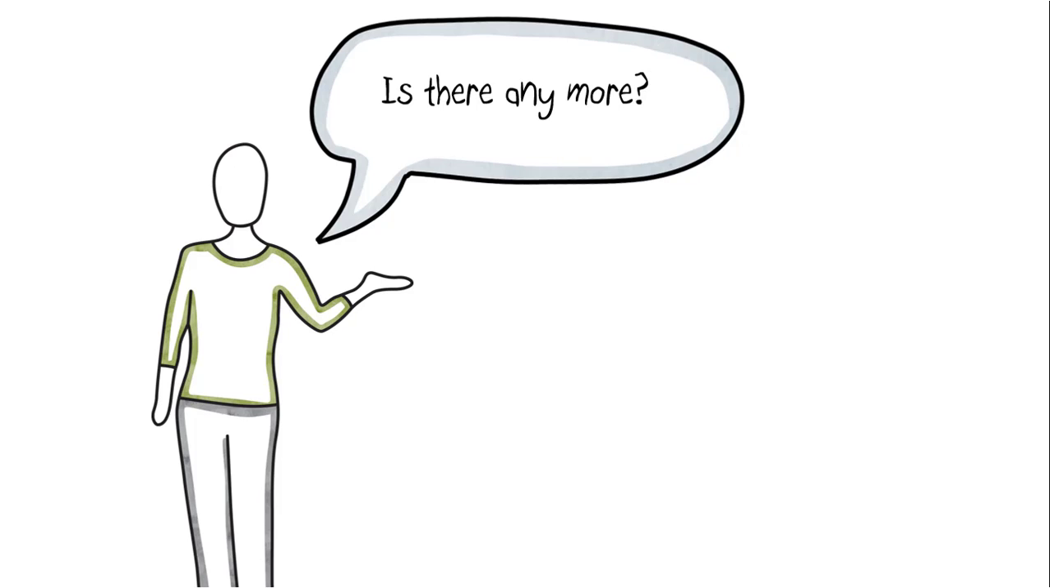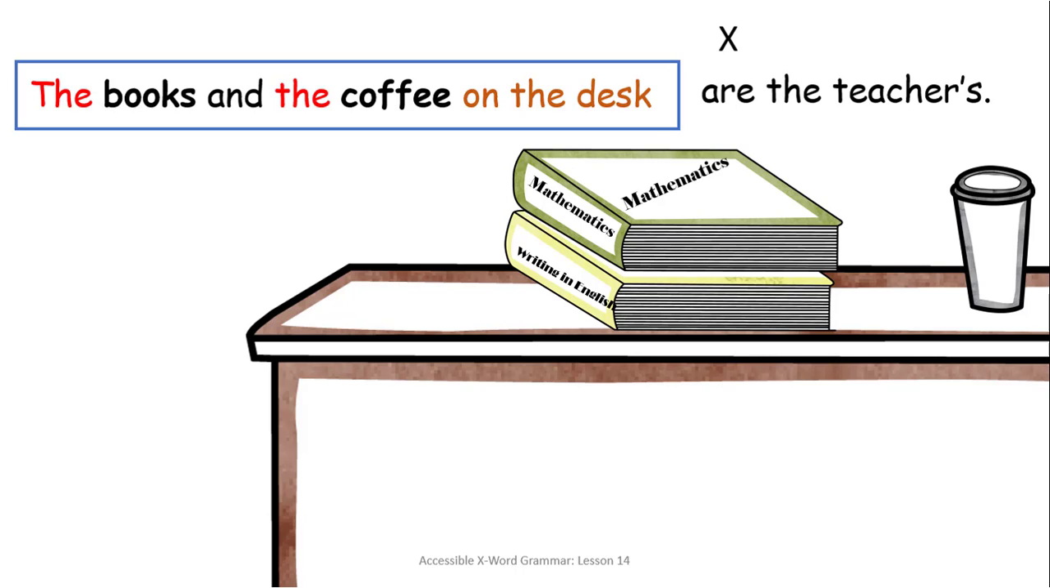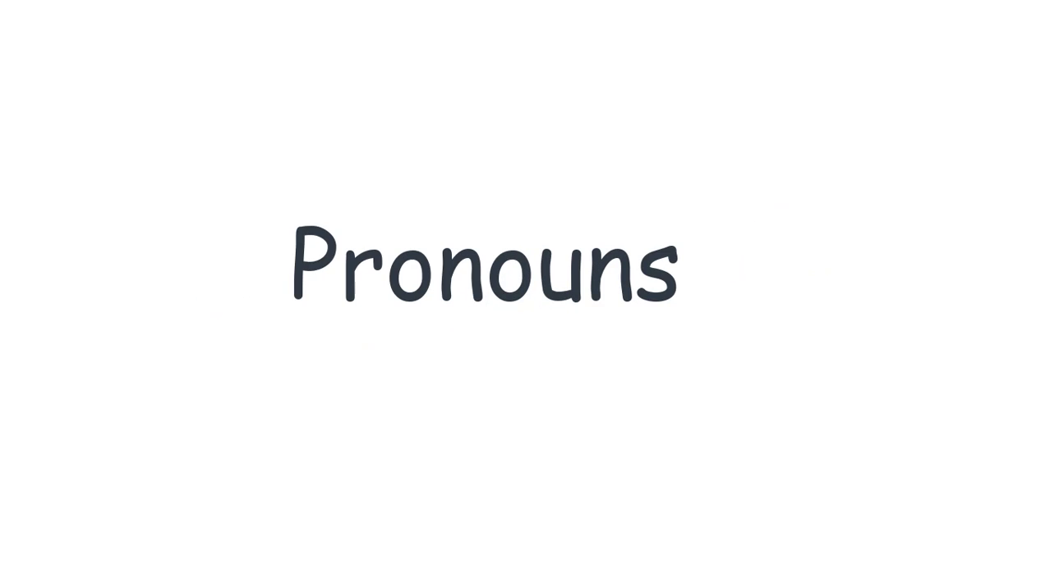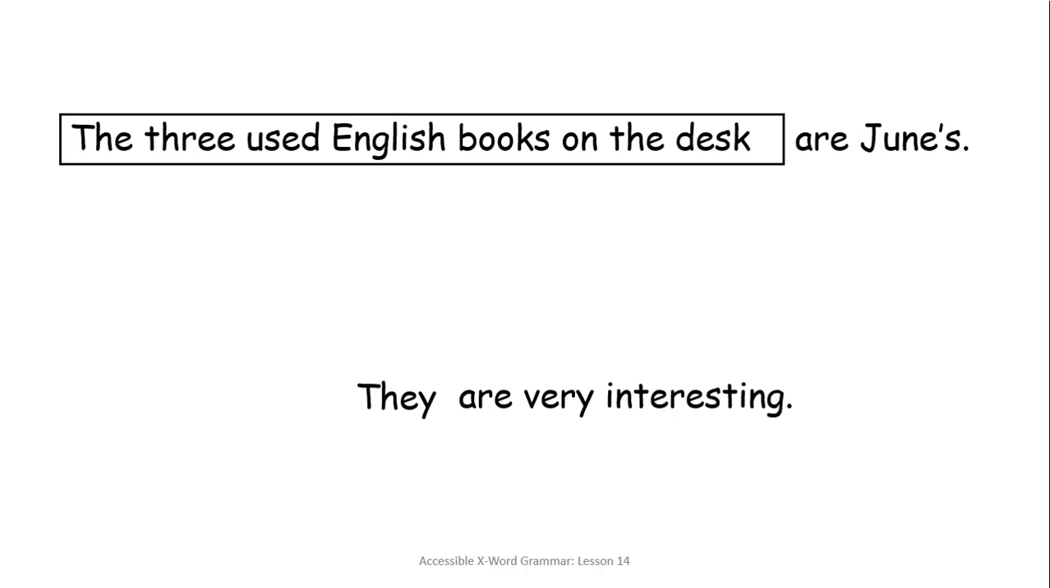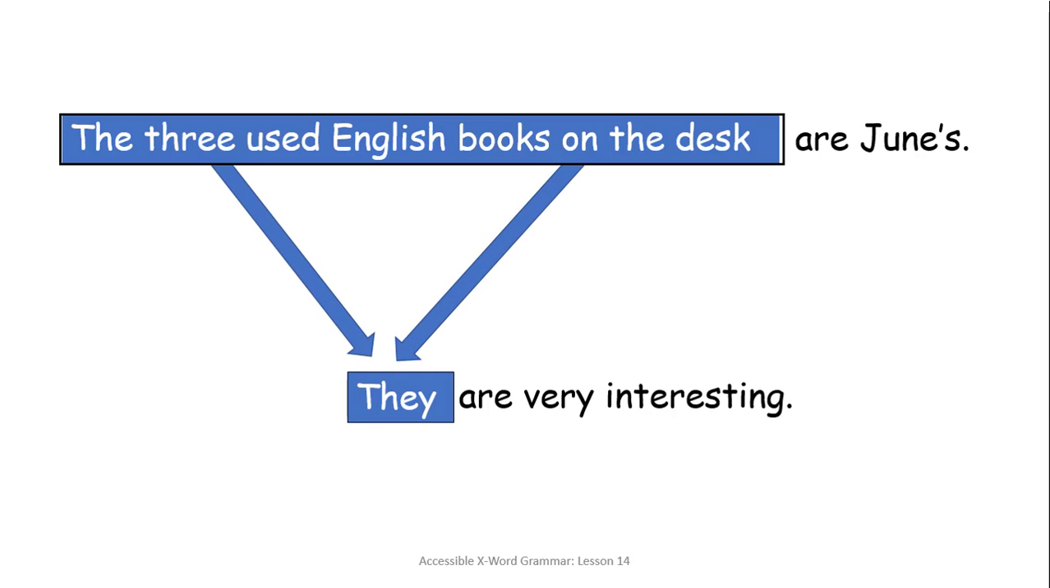Is there any more? A little bit. A subject box can have more than one main word. The books and the coffee on the desk are the teachers. What are the main words? There are 2 main words joined with and, books and coffee. One more thing. Many subjects are pronouns. A pronoun replaces what was there before. So the word they replaces not just books, it replaces the 3 used English books on the desk.